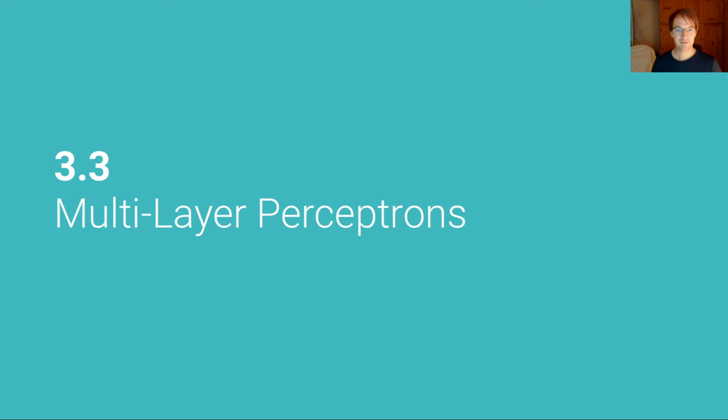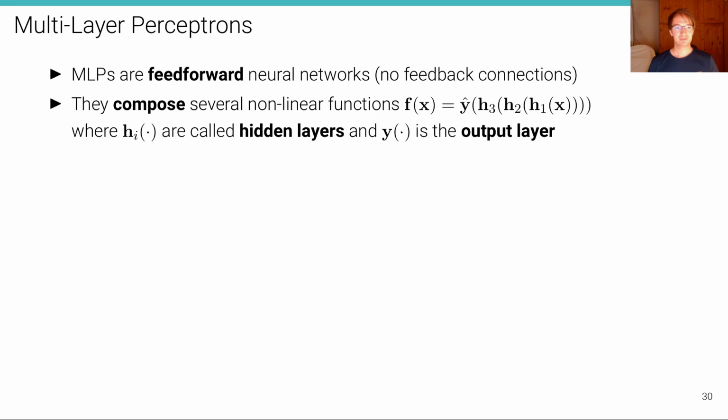In the third unit of this lecture, we're going to now more formally introduce multi-layer perceptrons. Multi-layer perceptrons are feed-forward neural networks. And feed-forward here means that they're structured in layers and there's no feedback connections between layers. Each layer only feeds forward information to the next layers, starting from the input all the way to the output layer. And they compose several nonlinear functions. Functions, as we've seen before, affine plus logistic.